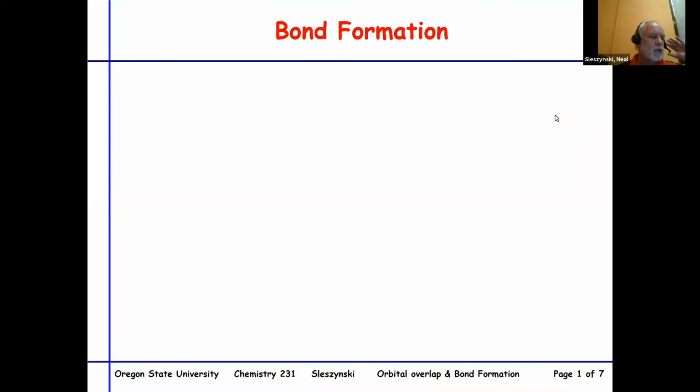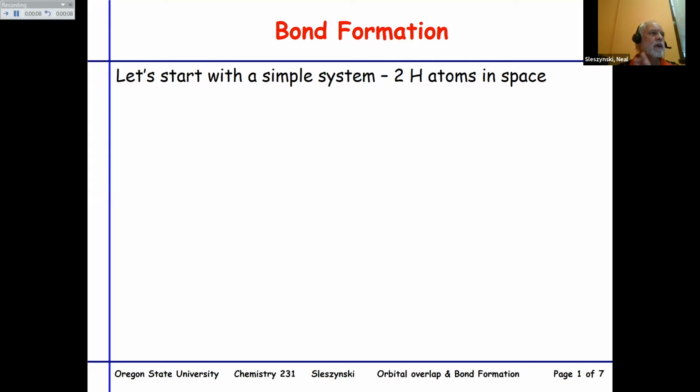This is a tutorial presentation designed to help us understand the relationship between atomic orbitals, the structures that we've just finished looking at, and bond formation. Well, let's start out with a very simple system, just two hydrogen atoms in space.